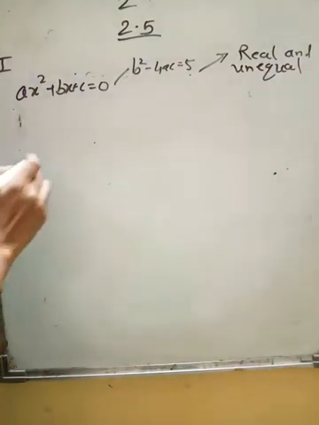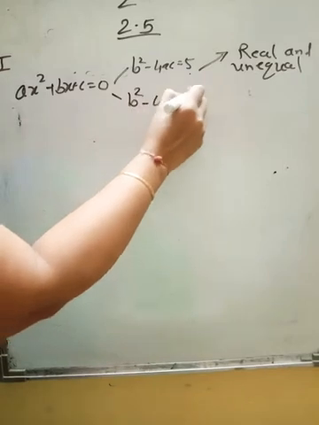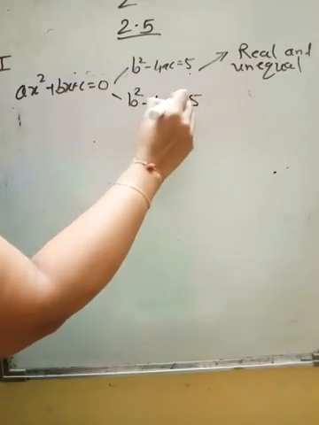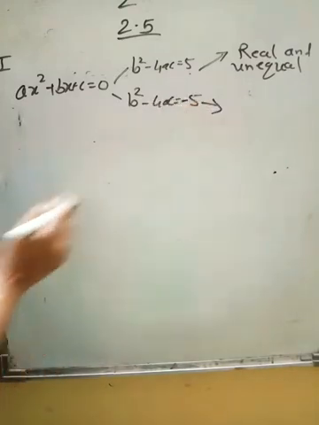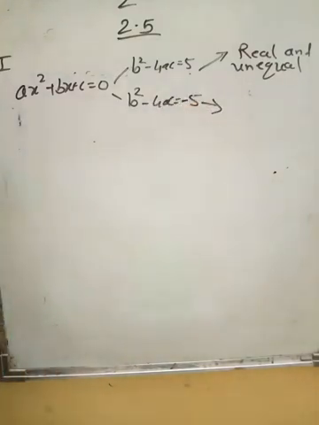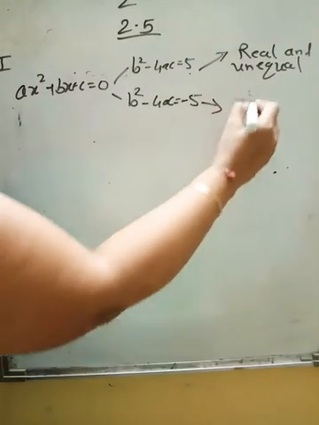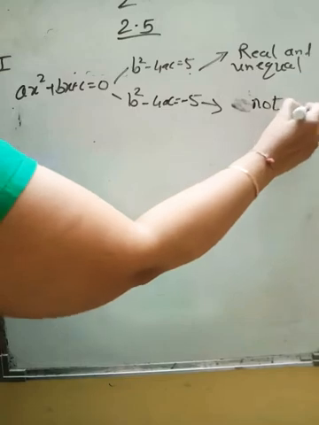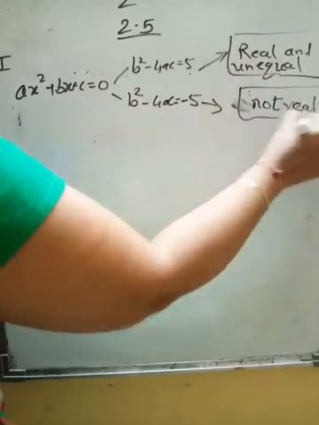Right? And b square minus 4ac is equal to minus 5. So what will be there? Now you have a minus sign. The discriminant is negative. So it will be not real. So this is what you are going to fill up in the box.